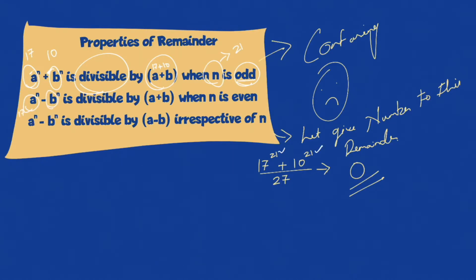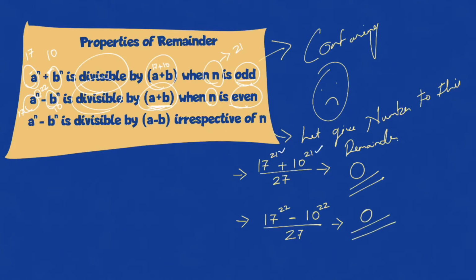Let's move on to the second property, a raised to n minus b raised to n. So a is 17, b is 10. Let's keep n as 22 because n is even here. A raised to n, which is 17 raised to 22, minus b raised to n, which is 10 raised to 22, will always be divisible by a plus b, which is 17 plus 10, 27, when n is even. Yes, n is even, which is 22. If it is divisible by a plus b, then the remainder for this has to be again 0. And that is what the property states.